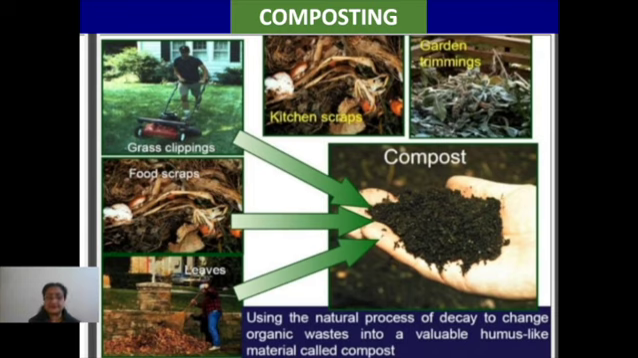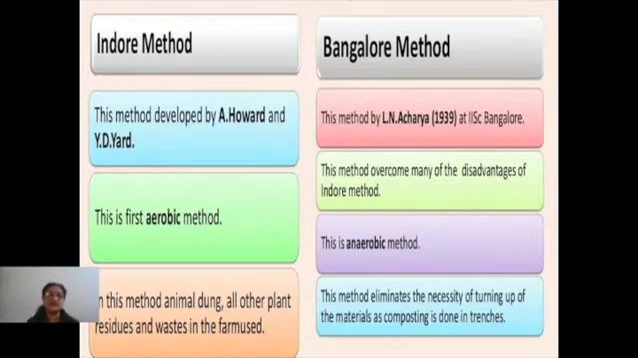Now what is it? Compost uses the natural process of decay to change organic wastes into a valuable humus-like material, which is called compost. And the process of making compost is called composting. Now composting can be of two types. One is the Indore method, the other is the Bangalore method.